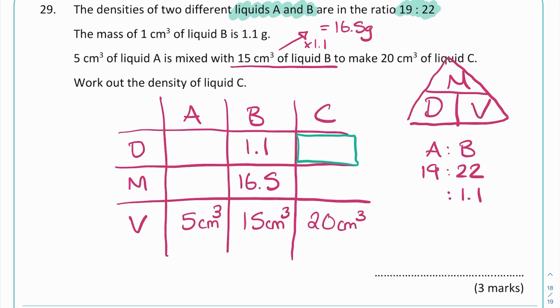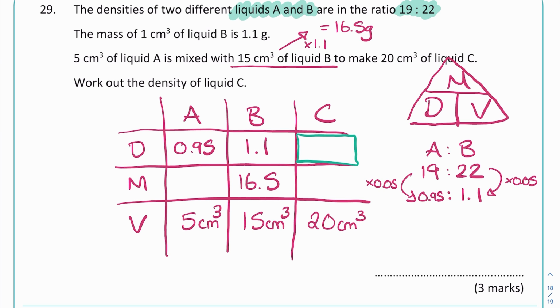So we just need to figure out how we got from here to here and do the same to the 19. So we can do that. We can do 1.1 divided by 22, and that comes out as 0.05. So we've had to multiply by 0.05 to get to 1.1. We do the same to the left, so times 0.05. So multiply that by 19, and that tells us 0.95 is the density of liquid A. So 0.95 is the density of A, and now we can actually work out the mass of A.